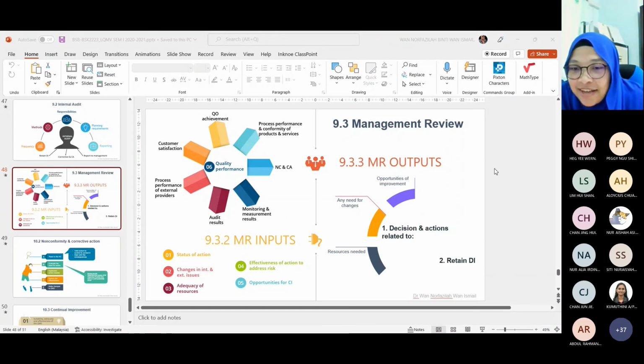Boleh ulang soalan tak, Doktor? Saya nak contoh documented information yang you boleh retain daripada management review meeting. Minit mesyuarat. Betul, terima kasih. Tu Faziana ke Angie? Angie. Terima kasih. Yes, minute of meeting. That one is documented information that you can retain. You tak boleh edit kan? Tak boleh update. Minute of meeting.